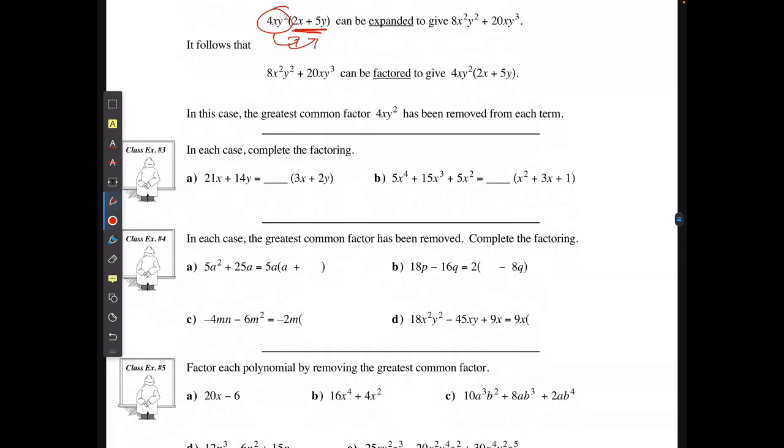So if that's true, then if I look at the case of 21x and 14y, 21 and 14 have a common factor of 7. There is no variable common factor because there's just one x and one y in the two different terms. If I divided 21 by 7, I'd be left with 3. And if I divide 14 by 7, I'd be left with 2. So if I expanded this out again and took 7 times 3x plus 2y, it's going to give me this original expression.